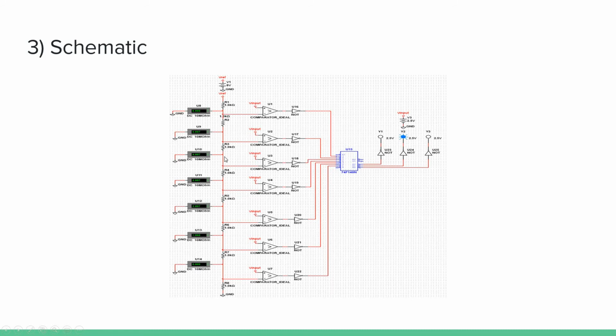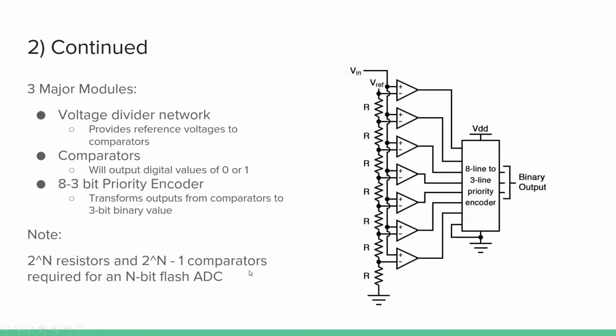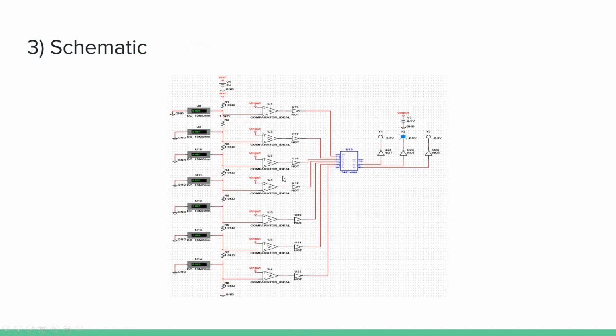As you can see, there are 8 resistors here of the same value. They're all R. And here are 7 comparators. Important things to note here is that I use voltmeters just to confirm that these voltages are what I expect them to be. So this is 7, this is 6, this is 5, this is 4, this is 3, this is 2, this is 1. Like I said, that's how the voltage divider network is supposed to work.